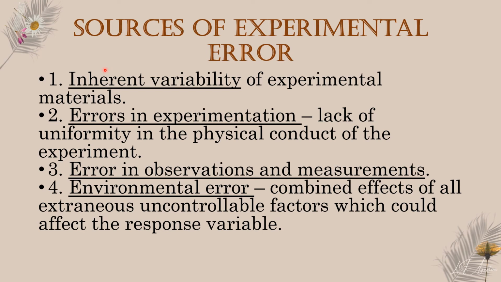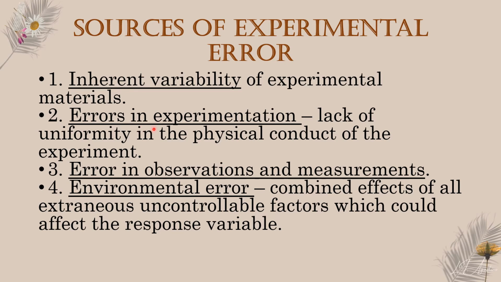So what are the sources of experimental error? As we know, there is no such thing as perfection, so there will be an error. But what are the sources? We have the inherent variability of experimental materials, just like in the previous example. They might have yielded different heights of corn maybe because the soil is different, or the seeds that I've used are somewhat different, or they are exposed to something which has a contribution to their growth.